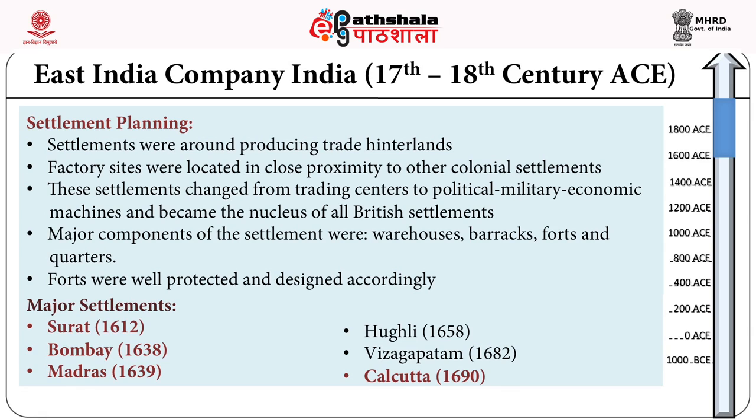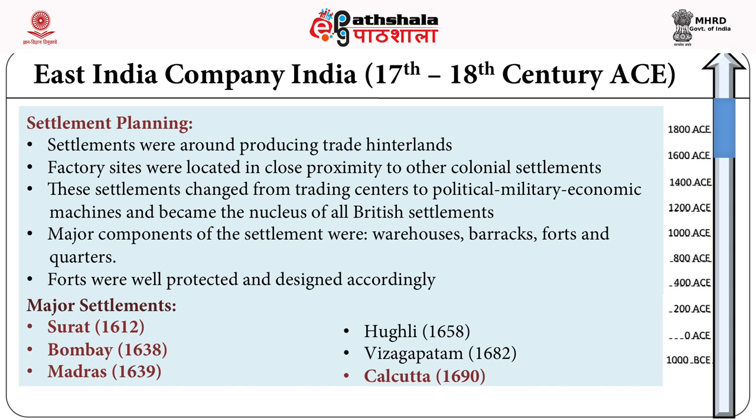1638, Madras, 1639, Hooghly, 1658, Visakhapatnam, 1682, and Calcutta, 1690. Now let us look at one by one these settlements, a few of these settlements, and how they were planned and what were their characteristics.